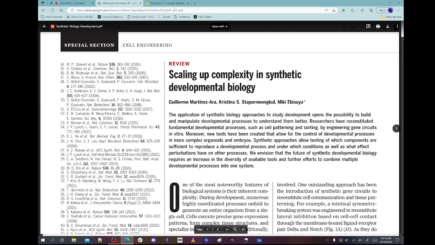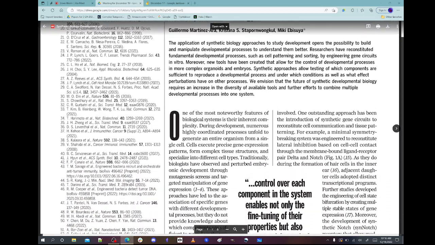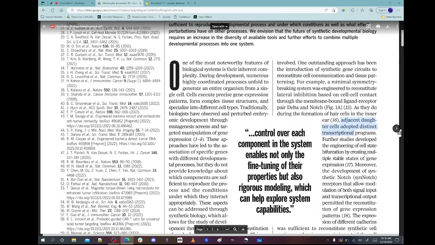So a lot of times there are a lot of environmental perturbations, for example, in developmental systems. But developmental systems have a set of buffering mechanisms which make them robust to those shocks. We envision that the future of synthetic developmental biology requires an increase in the diversity of available tools and further efforts to combine multiple developmental processes into one system. So there's no one model system that actually does all these things. We need to go to different model systems and use those as inspiration.